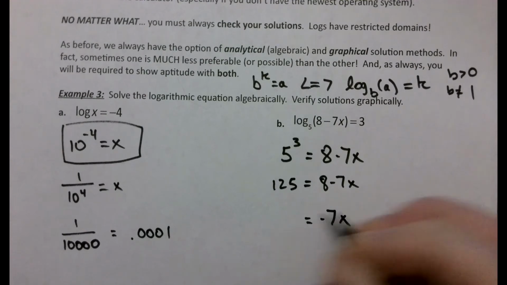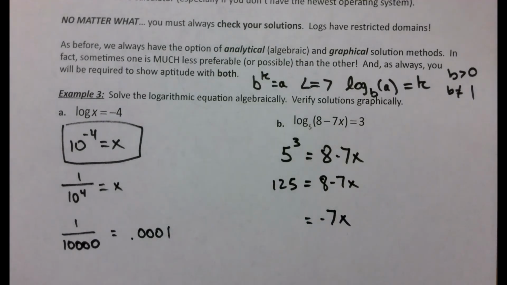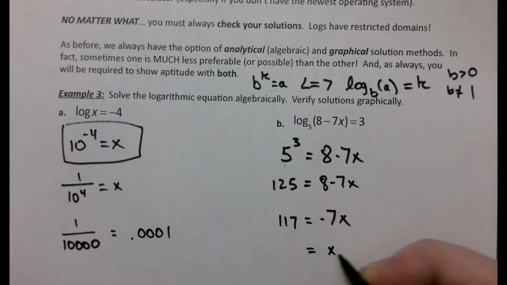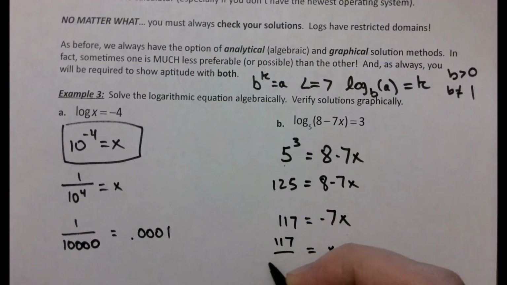So when I subtract 8, oh, this is getting embarrassing. Yeah, that's 117. When I divide by -7, that's 117 over -7. So there you have it. That's our answer.